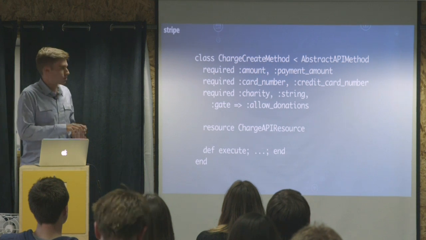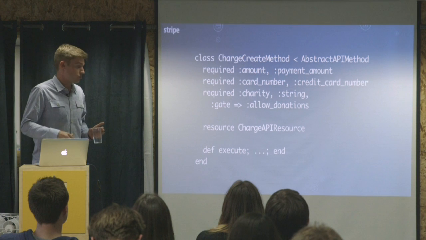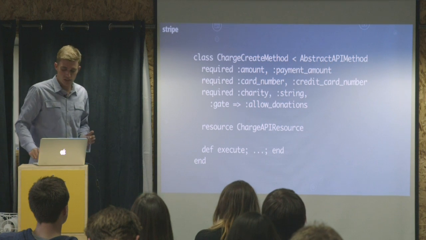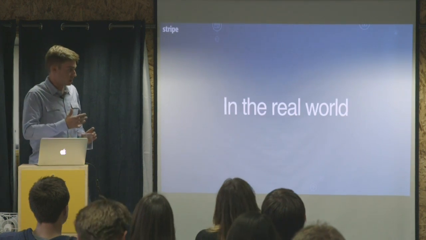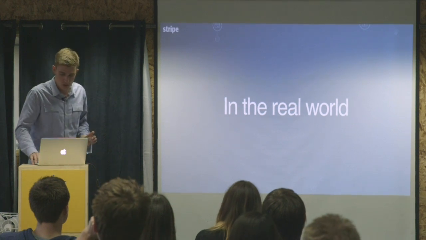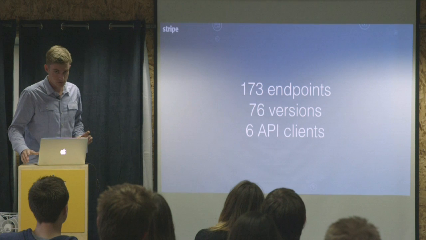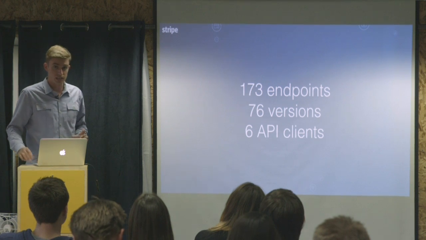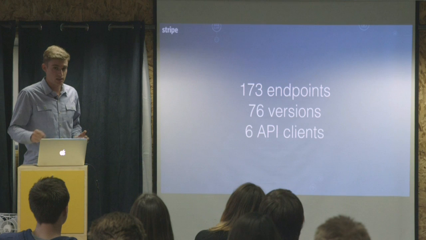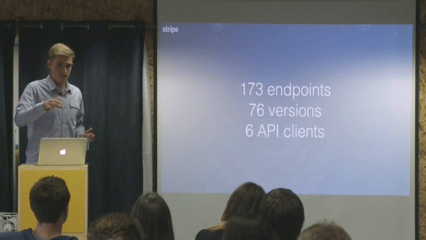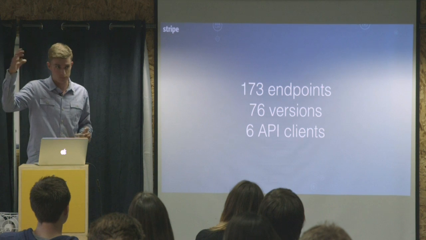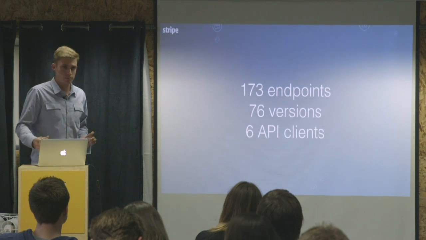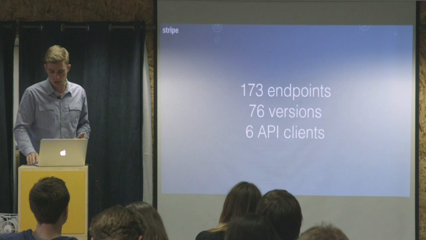So you might be wondering, how does this work in the real world? These are toy examples, but this is very realistic to what we actually use at Stripe. For us, it's worked really well. We have about 173 endpoints on our API with 76 different API versions and 6 API clients. You can do the math in your head for the combinatorial explosion that happens there. And this has done a pretty good job of managing that complexity internally.